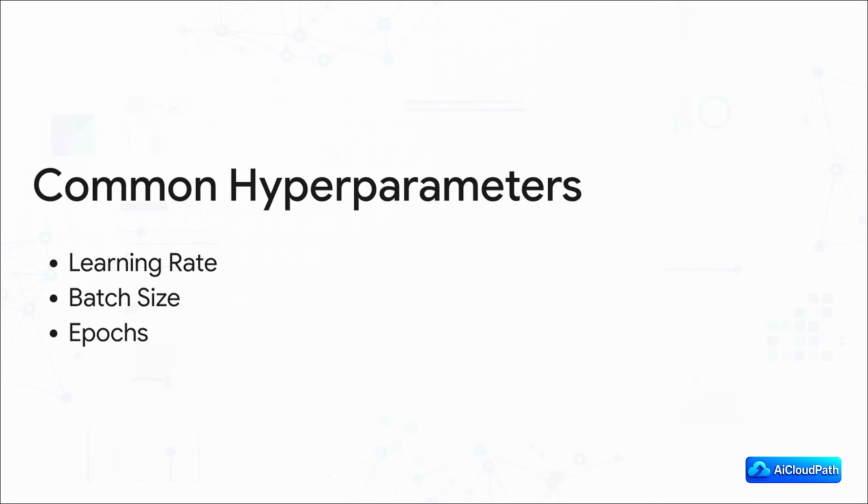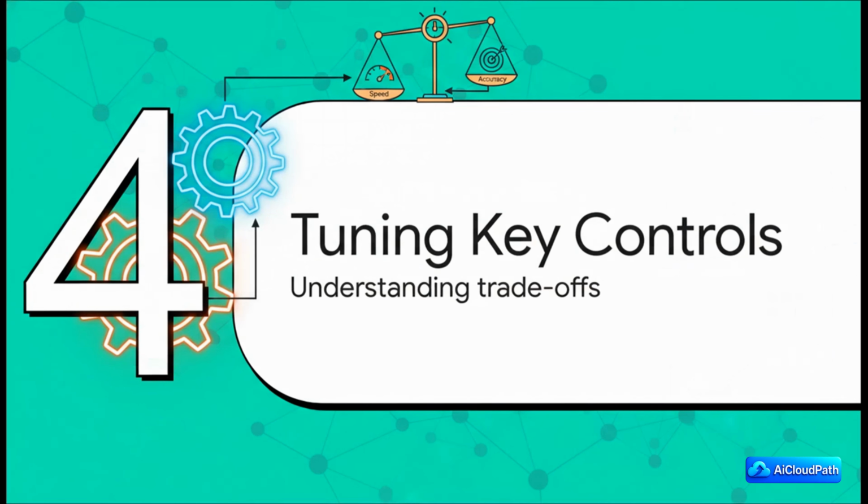Now, you'll see a bunch of different hyperparameters out there, but there are a few heavy hitters you'll run into again and again. We're going to focus on 3 of the most common ones: the learning rate, the batch size, and the number of epochs. Trust me, getting these right can make or break your model's performance. So how do we actually set these controls? Well, it's not about picking a random number and hoping for the best. It's all about understanding the trade-offs and finding that sweet spot for your particular model.